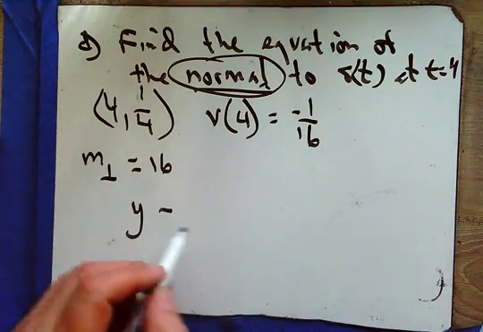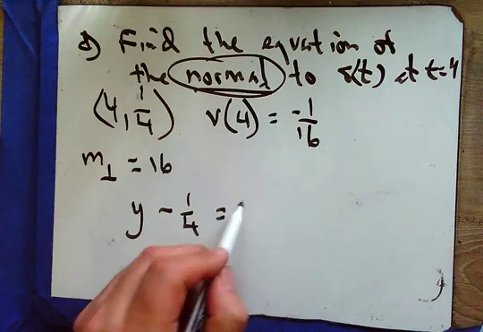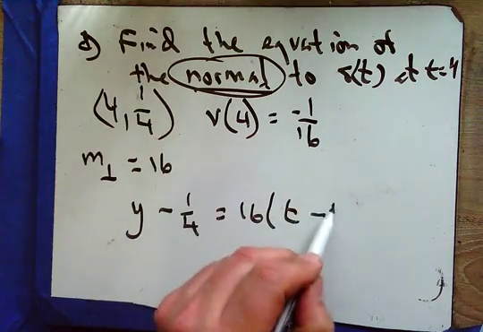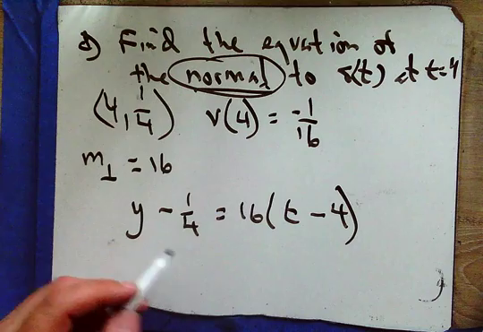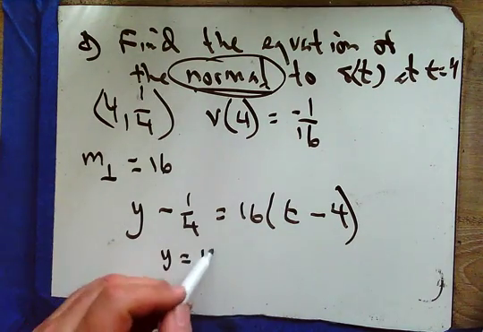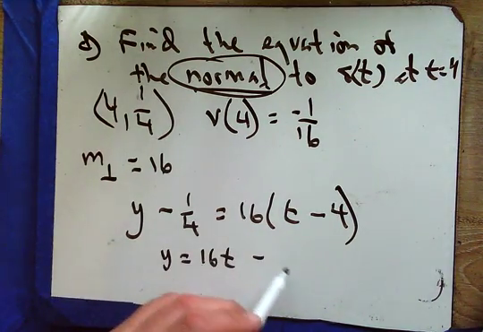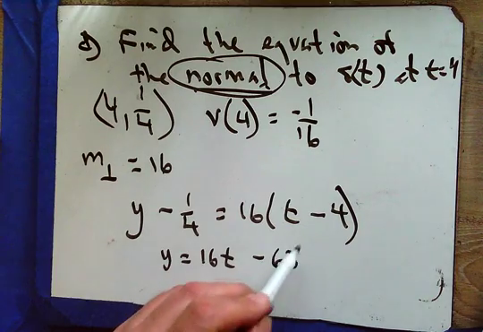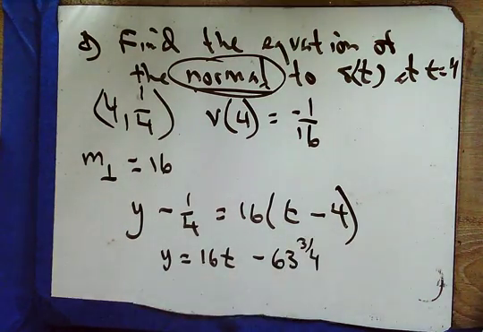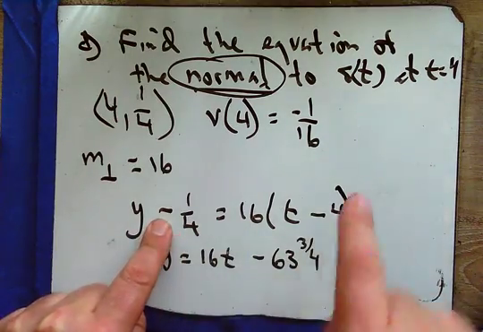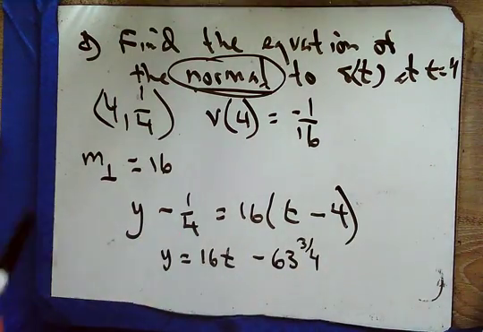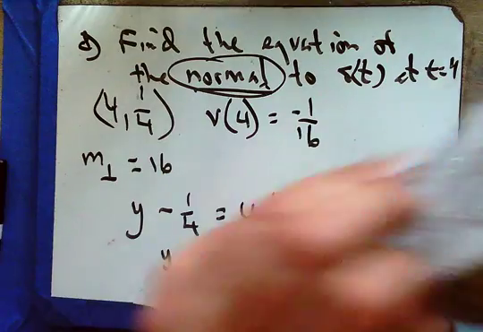So now my normal line is this. And again, if you really want, you can tidy this up, but I wouldn't. Minus 63 and 3/4. That's going to be negative. That's going to be plus when we move it over. Okay. All right, there's D, the normal.